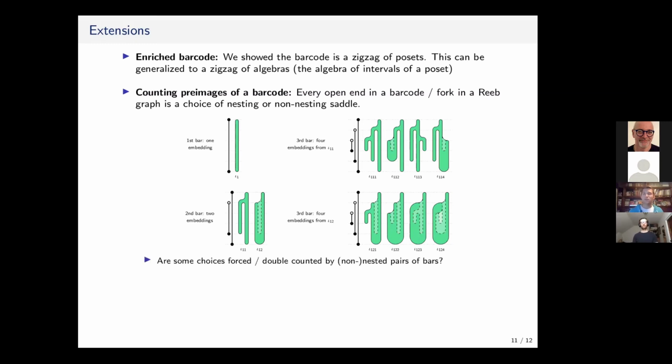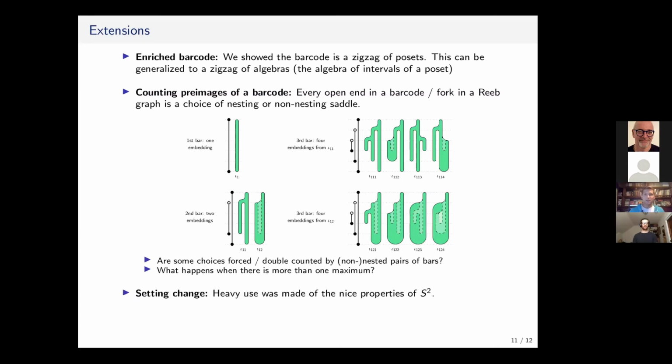So some natural questions to ask here are: do we have some choices forced, or do we double count when we have non-nested pairs of bars, or what if we have more than one maximum? This is a direction that our current work has been taking, and that's given some pretty interesting results.